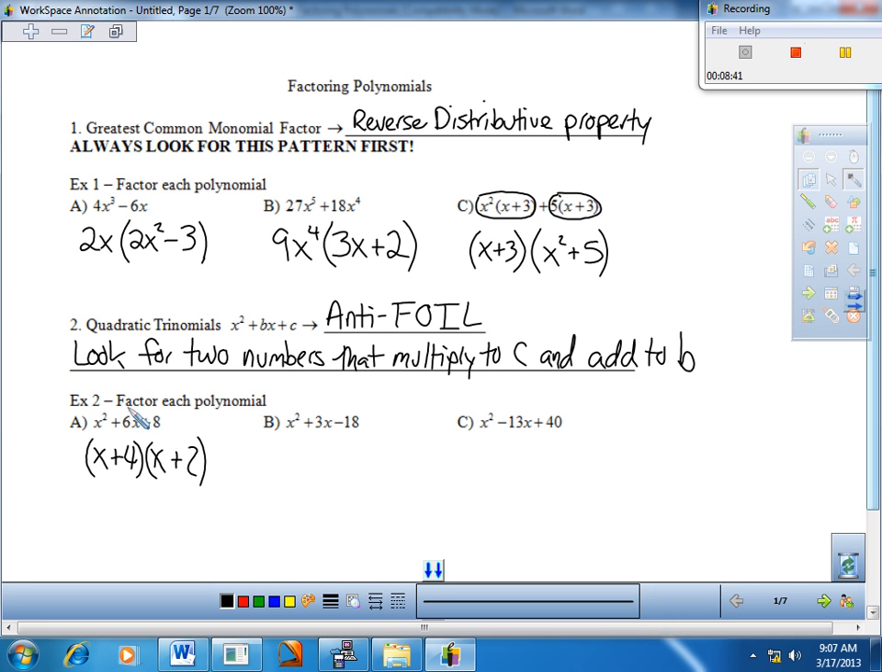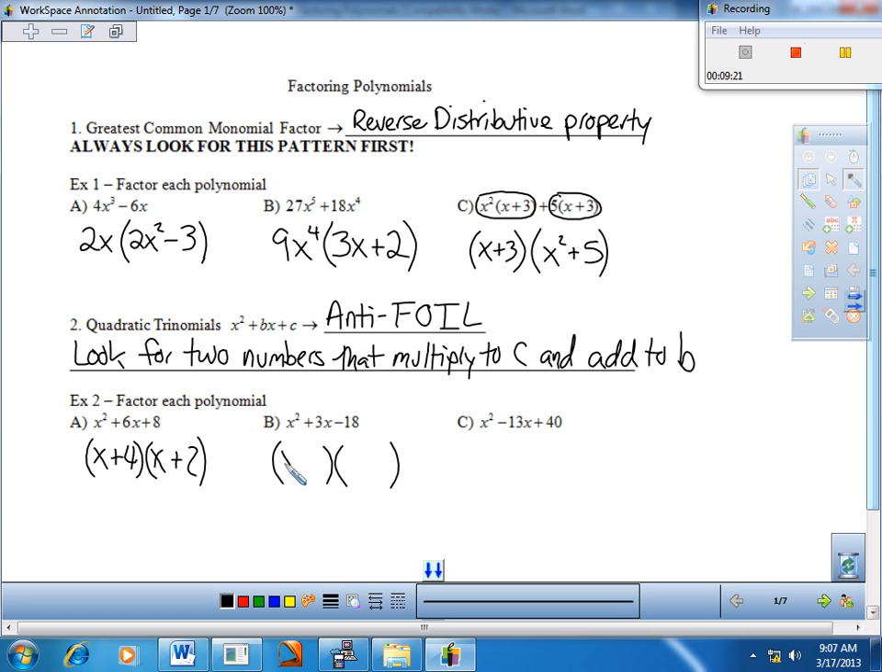And that's it. Again, would love for you to pause it. There's no reason for you to listen to me go through the explanation if you can pull these off on your own. So see if you can factor that one. I'll go ahead and do that momentarily. And then see if you can take care of C as well.